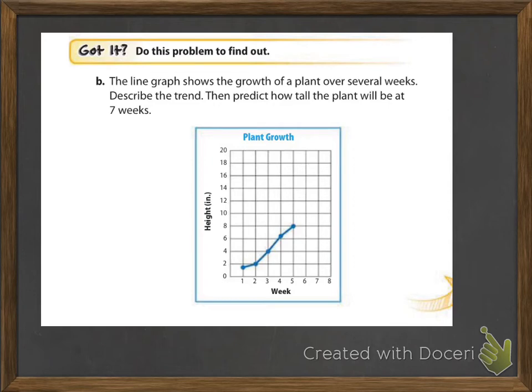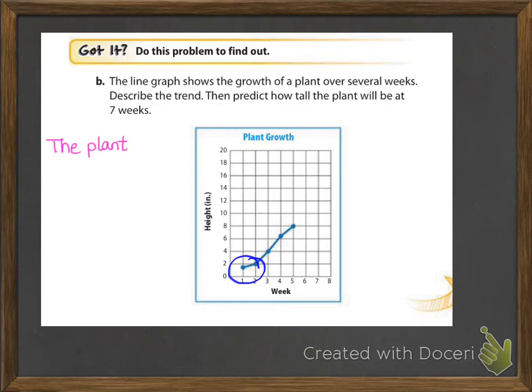All right, so since this line graph talks about plant growth, be sure to put that in there, that we're talking about a plant that's growing. So we're going to go ahead and talk about this. At first, between weeks 1 and 2, that plant barely grew. If you notice that, it's still less than 2 inches. It went from maybe 1¾ of an inch to 2 inches.